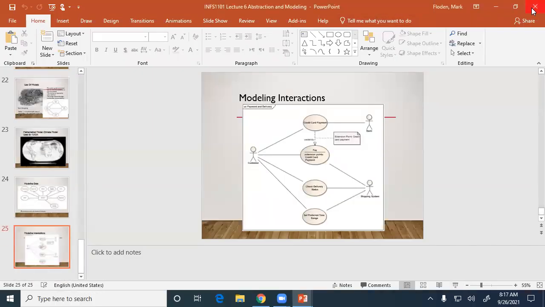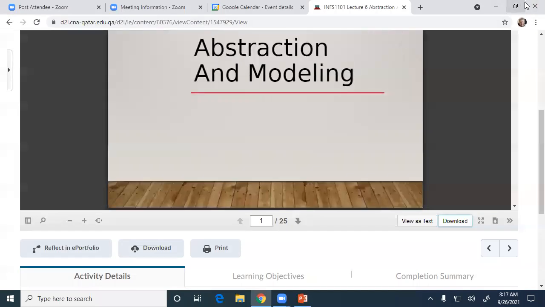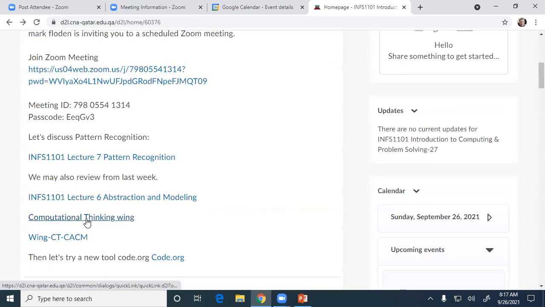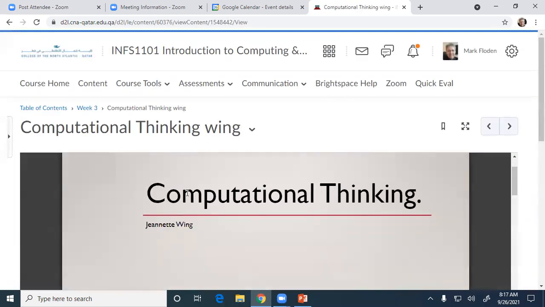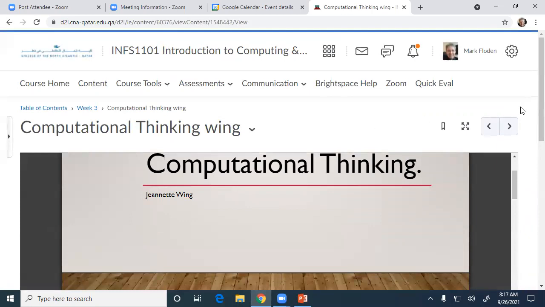Did I go through the thing about Wing? Because I'm really making this big today. We're going to run out of time, but I think I'll close this one. And there was another one just there about Wing. I'm not sure, did we go through this last time? Maybe we didn't. Computational Thinking by Jeanette Wing.